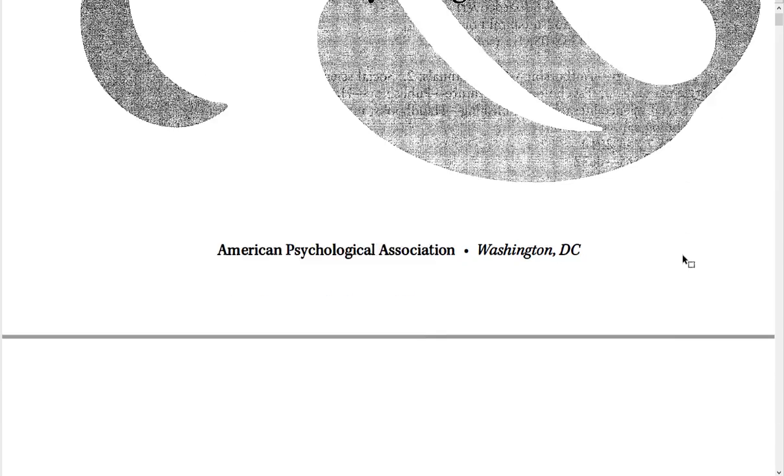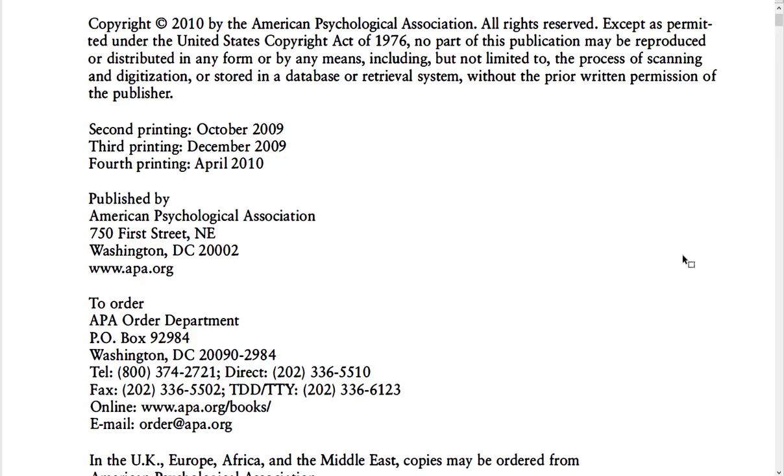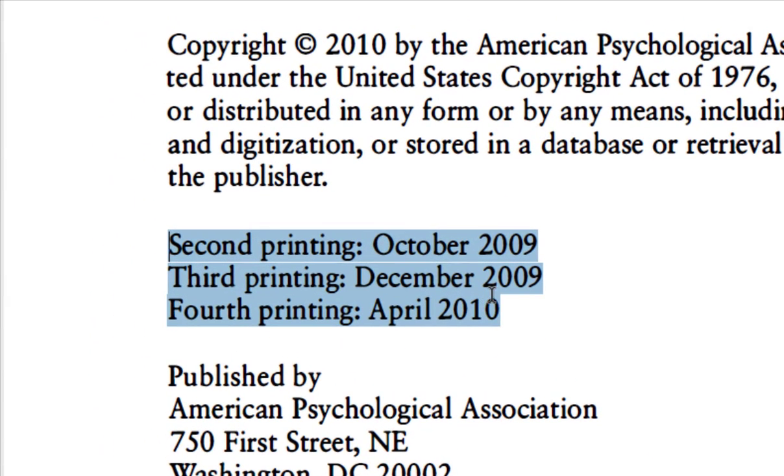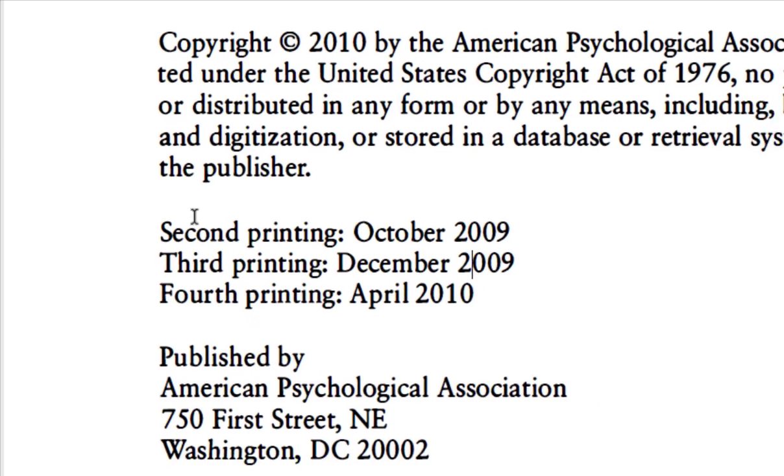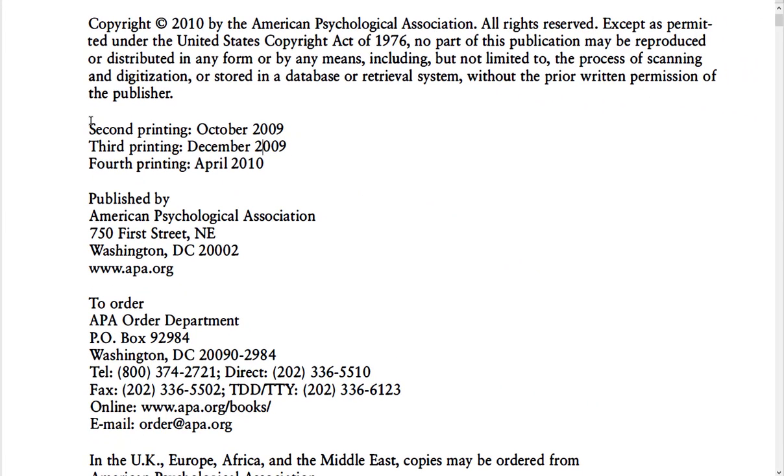Now, one thing you do want to make sure, I'm going to scroll through here and show you this. It was published originally, as you see here, in 2010. Now, what I want you to check is this number right here. Notice we have the 2nd printing, 3rd printing, 4th printing. What I don't want yours to say is 1st printing and nothing else.